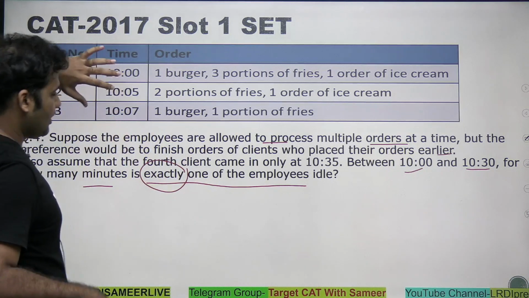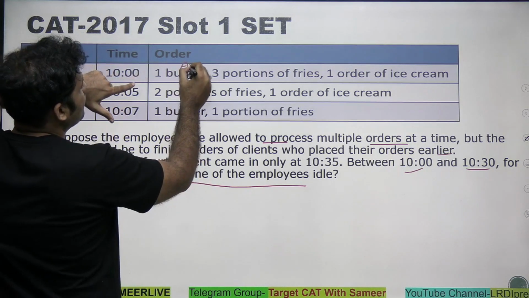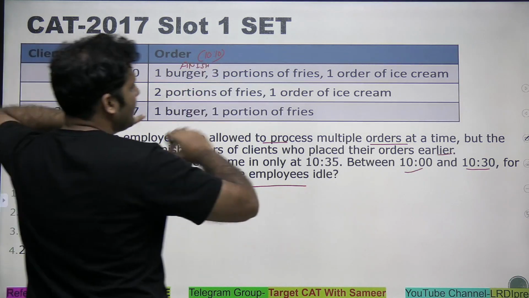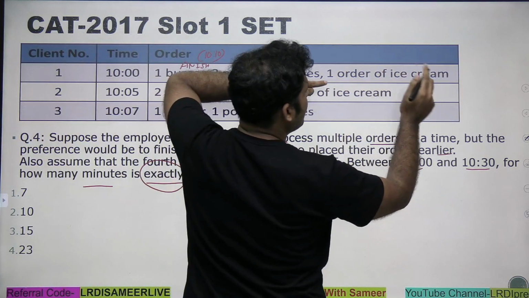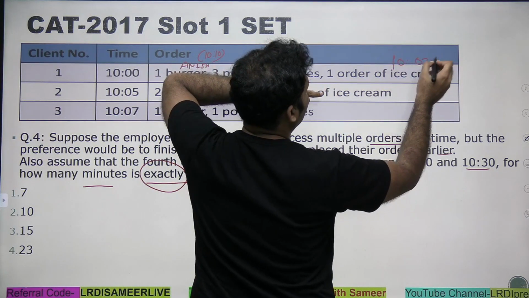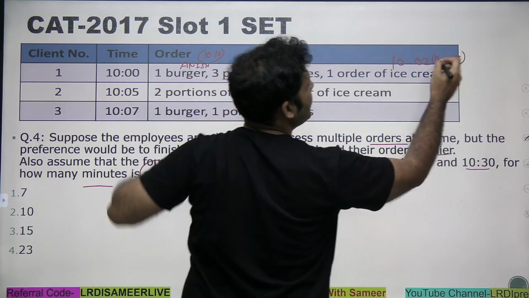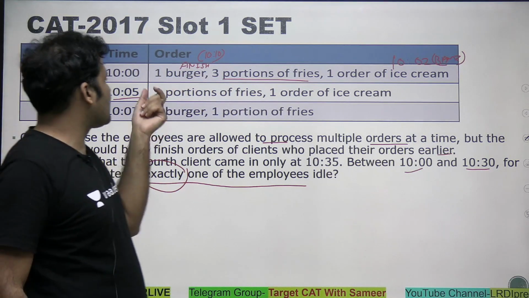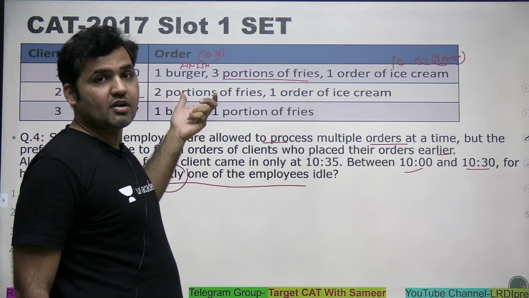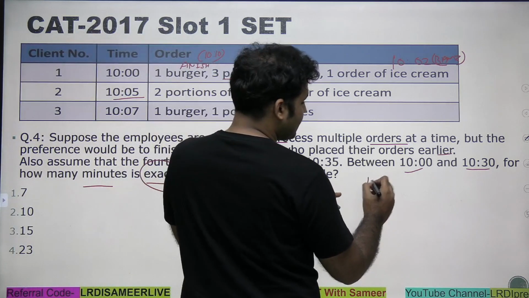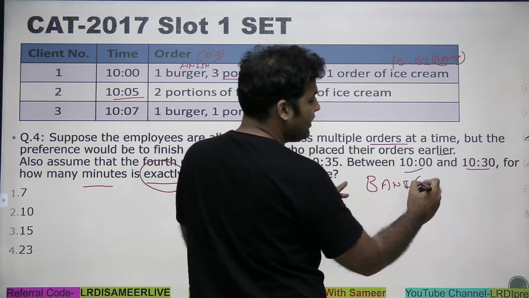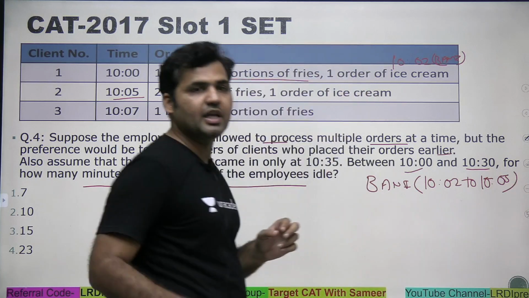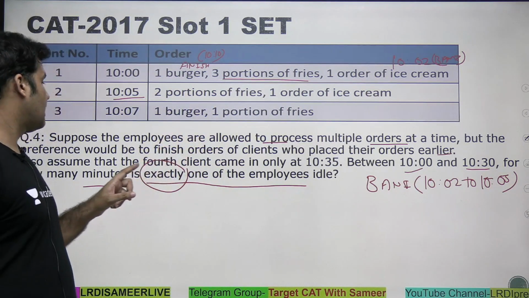Now, let's say Anish is working on this order by 10:10, right? So Anish will be busy till 10:10. And this will be made by the machine. And this order of ice cream will be made by 10:02 by Bani. Now, Bani will be free at 10:02. And because the next order is getting placed at 10:05, Bani will start working on the second order at 10:05. So can I say that Bani is completely free from 10:02 to 10:05? Yes, Bani is completely free from 10:02 to 10:05, right?